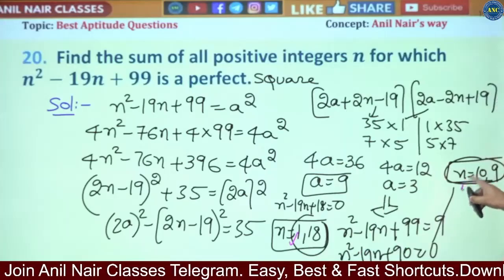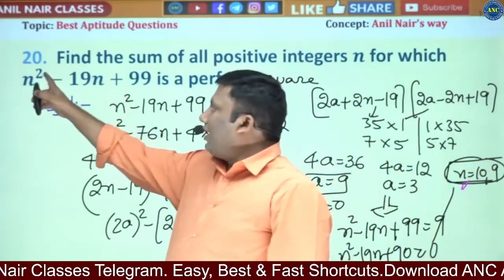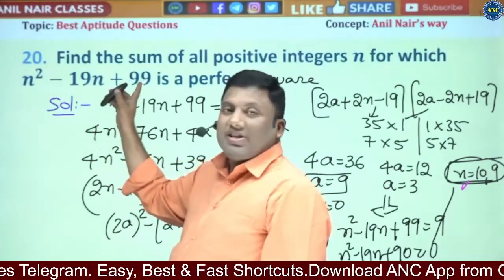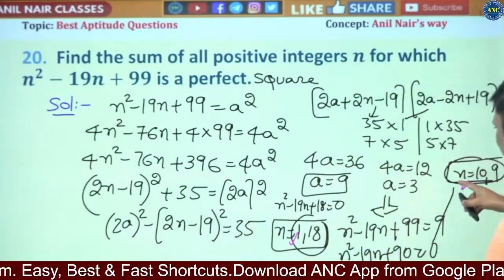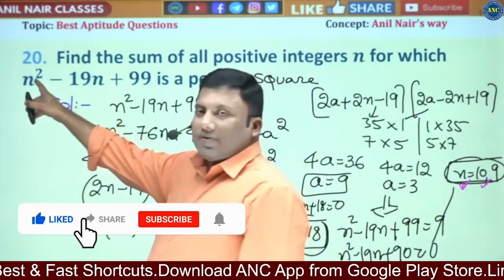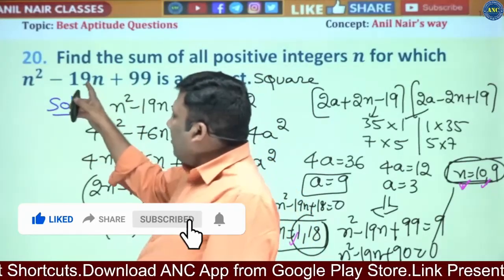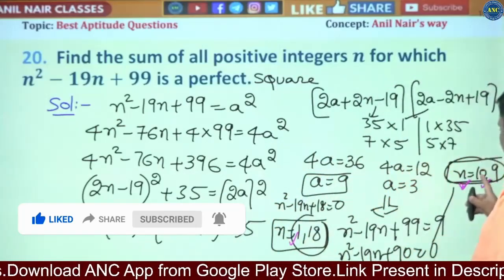Let us check for n value 10. 10 square minus 190 plus 199. 100 plus 99, 199 minus 190, 9. It is a perfect square. N value 9. 9 square, 81. 81 plus 99, which is 180 minus 171, 9. So n values are 1, 18, 10 and 9.